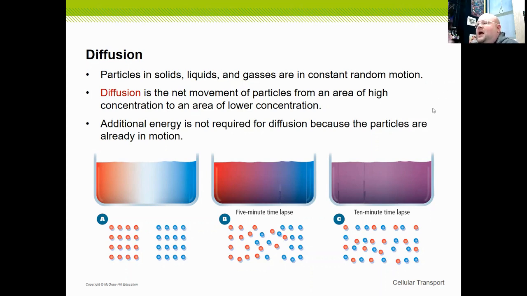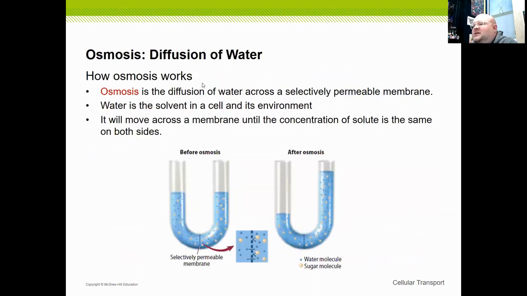So they just move from that high concentration to that low concentration. It makes it a whole lot easier for them to move because they're already moving. This is just going to happen. We call this passive transport when it doesn't really require additional energy. That's called passive transport. Now, osmosis, it's kind of the same thing.